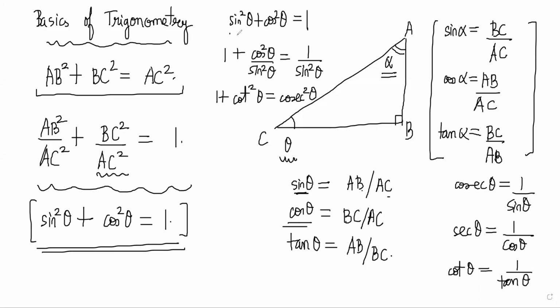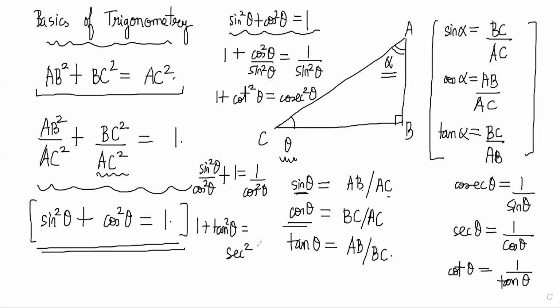And you could also have divided both sides by cos square theta, right? In that case, you would have gotten sine square by cos square plus 1 is equal to 1 by cos square, right? So that is 1 plus tan square theta is equal to sec square theta, right? So there are 3 identities that we have derived here. All of it comes from Pythagoras theorem basically, right? These 3 identities are super important and something that you have already learned in 10th grade, correct?